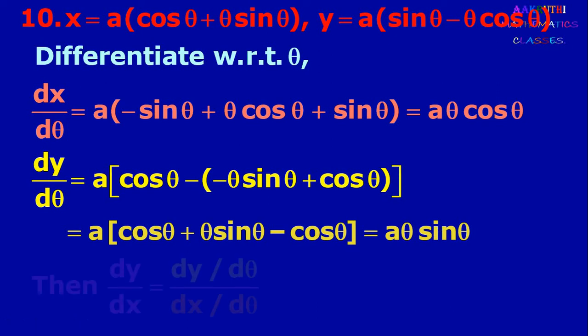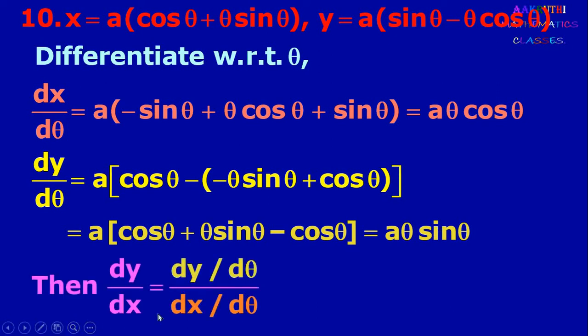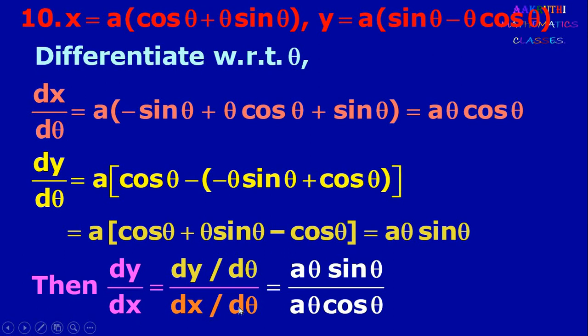The question is to find dy by dx. So dy by dx is dy by d theta divided by dx by d theta. Substitute dy by d theta, it is a theta sin theta. Dx by d theta is a theta cos theta. A theta cancel. Sin theta by cos theta is tan theta. So therefore dy by dx is tan theta.